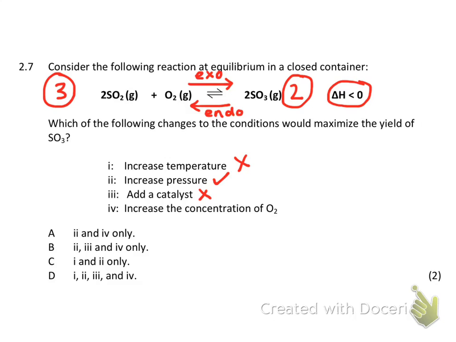Catalyst, it's not a good option. Catalysts don't impact yield, they simply impact rate. Option 4, increased concentration of O2. Le Chatelier says then shift to decrease O2, which would favour the forward reaction and make more SO3, so 4 is also a good option. So 2 and 4 are the correct conditions to maximise yield of SO3, and that's option A. So A is the correct answer.